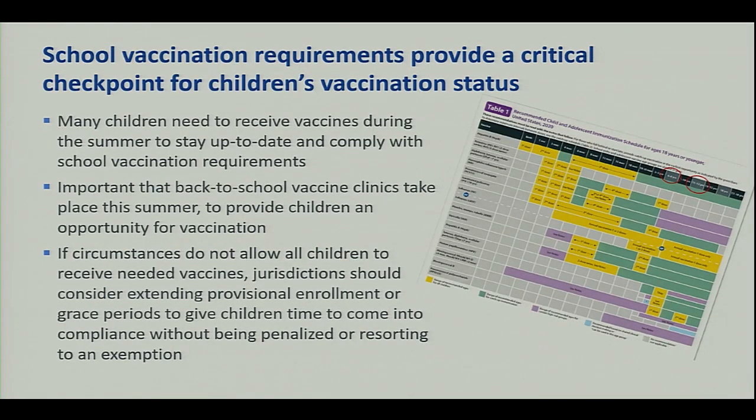Looking forward to summer, many children need to receive vaccines during the summer to stay up to date and comply with school vaccination requirements. It's really important that the back-to-school vaccine clinics take place this summer to provide children an opportunity for vaccination. In the event that COVID-19 circulation disrupts those back-to-school vaccination efforts, we'd encourage jurisdictions, if possible, to allow additional time for compliance rather than suspending school requirements completely through some sort of emergency action or creating a situation where families feel like they need to seek exemptions.